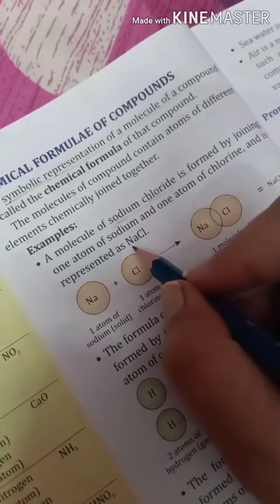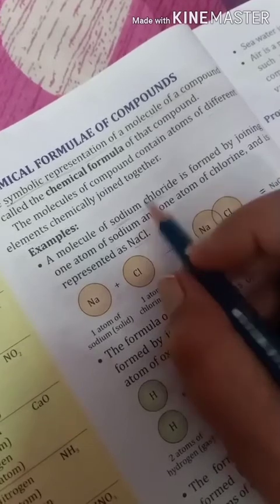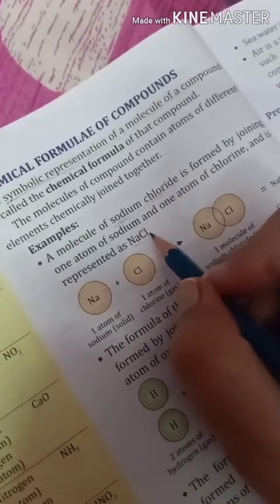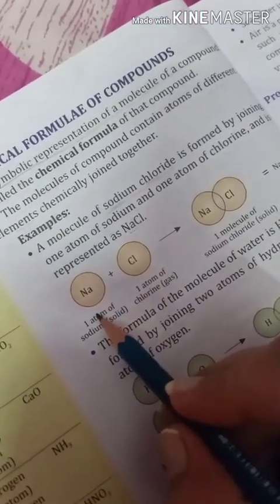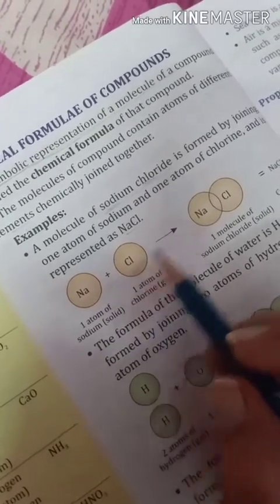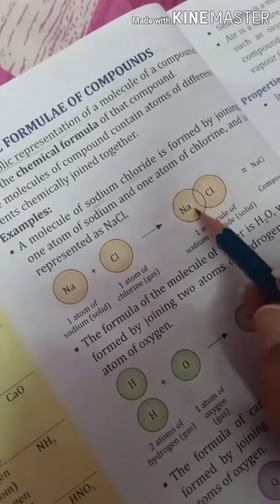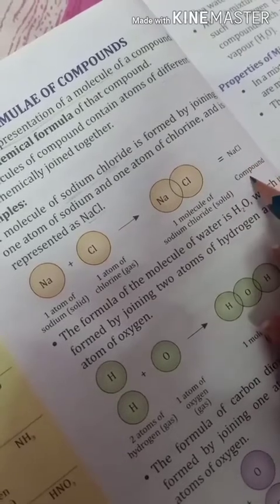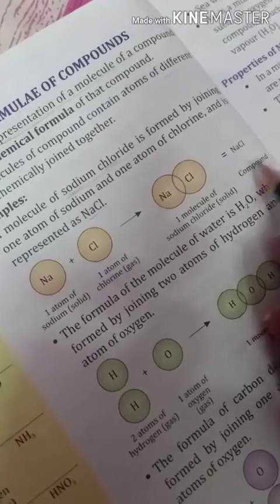And its formula is NaCl, capital N small a for sodium, chloride means chlorine, capital C small l. So when one atom of sodium combines with one atom of chlorine, then one molecule of sodium chloride is formed, that is NaCl, and this NaCl is a compound, or we can say a molecule of a compound.